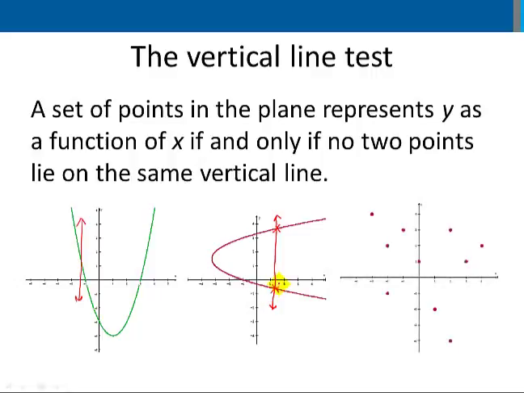The third graph contains a finite set of points. Notice that the vertical line x equals -2 passes through the graph more than once. This is not the graph of a function.